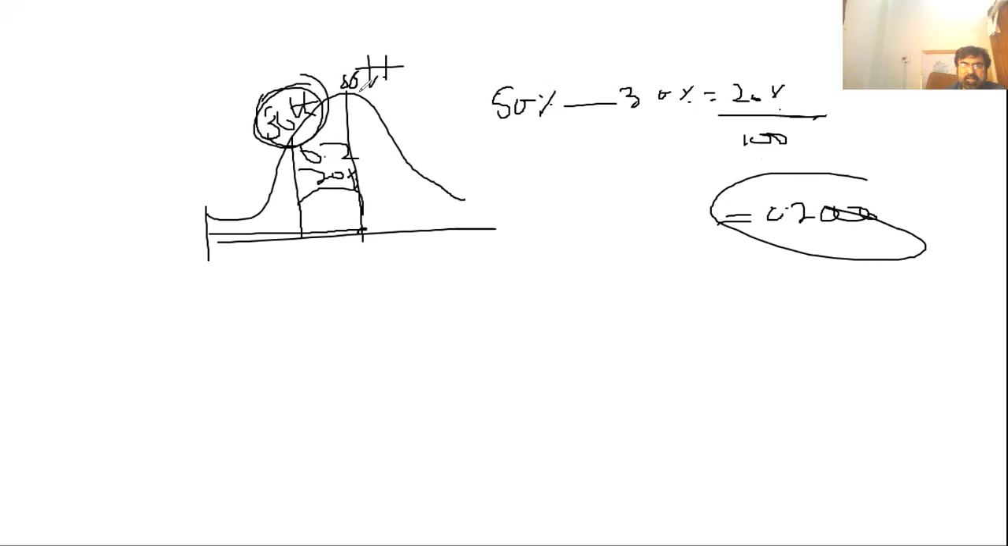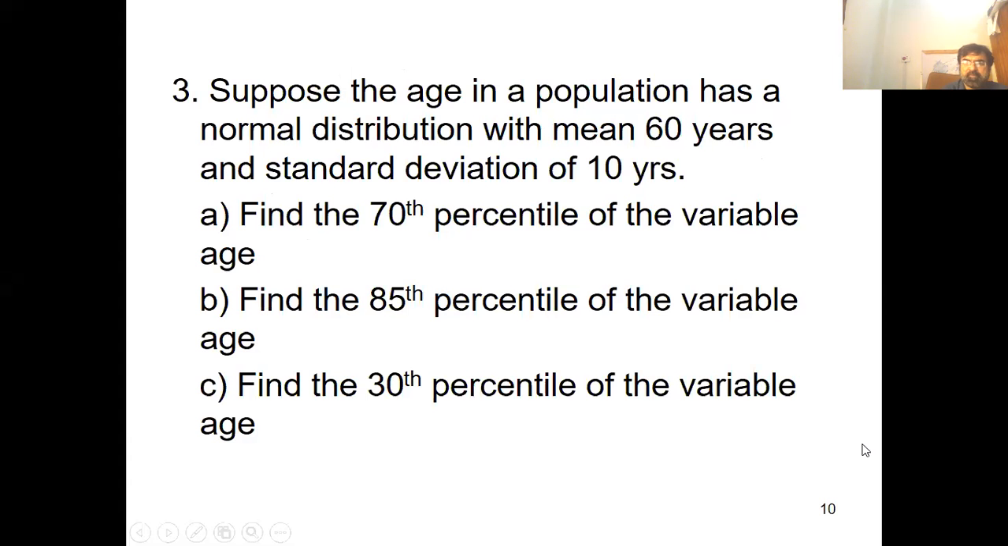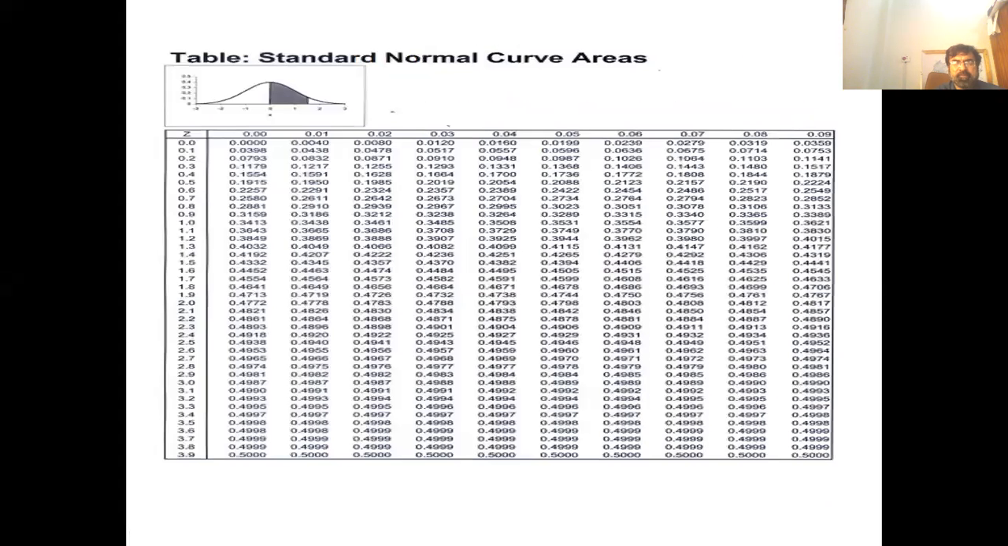Now look, the area 0.2000. I don't think this area exists in the table. We will try what we have in the table.